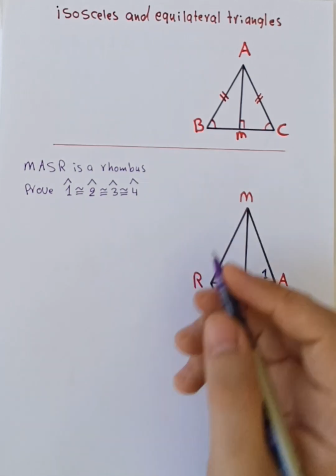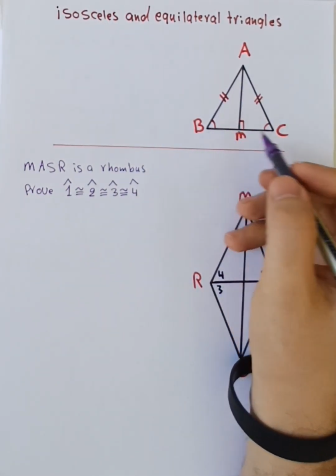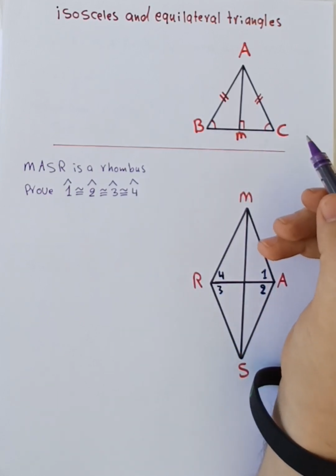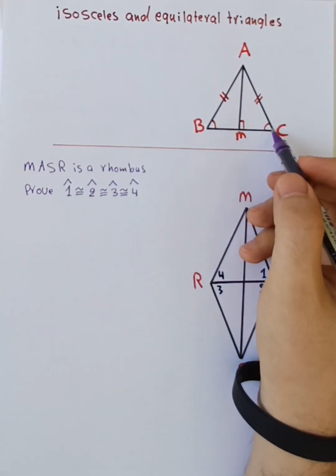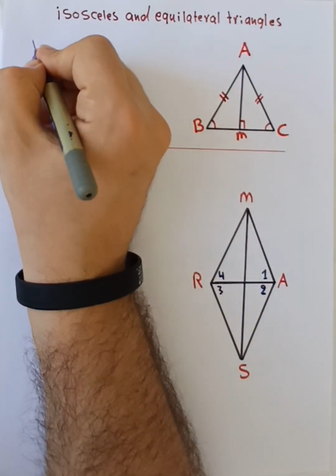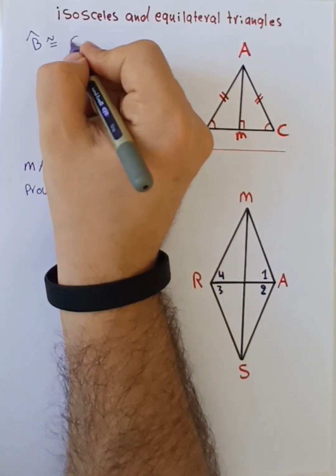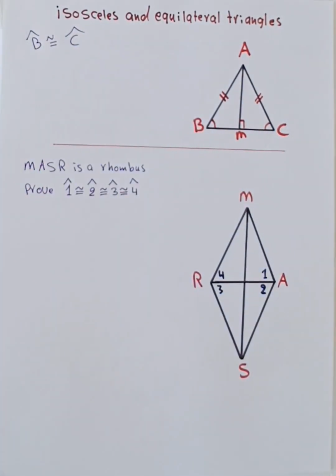It means in a triangle we have three angles. These two angles are congruent because these two angles are the base angles of this triangle. So we can say the angle B is congruent to the angle C. Base angles are congruent, and then the perpendicular bisector of the base is at the same time the altitude.